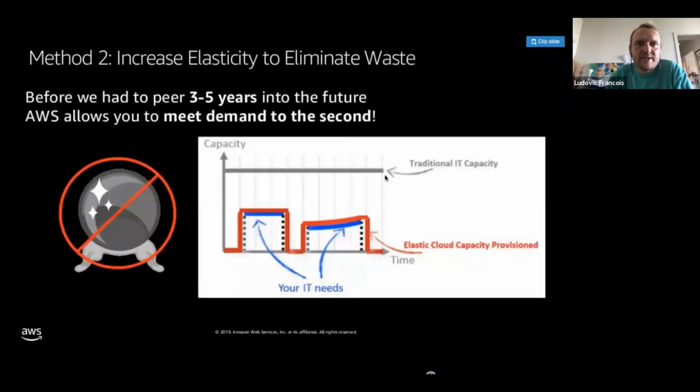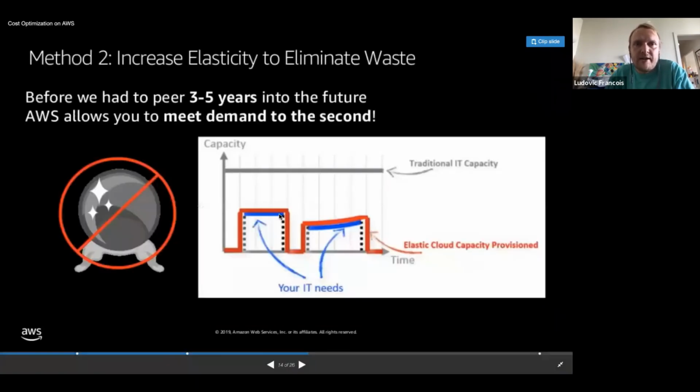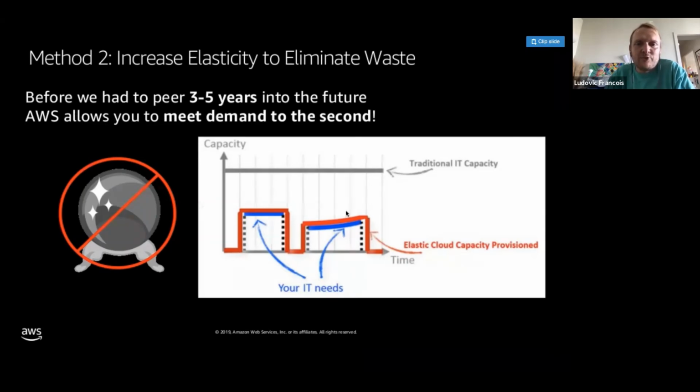Decommission unused resources, increase elasticity. Yes, you don't need to plan to provision for the future right now. In one second you can deploy. And as Brad said, if you did infrastructure as code, it's even easier, because usually you can even automate that.